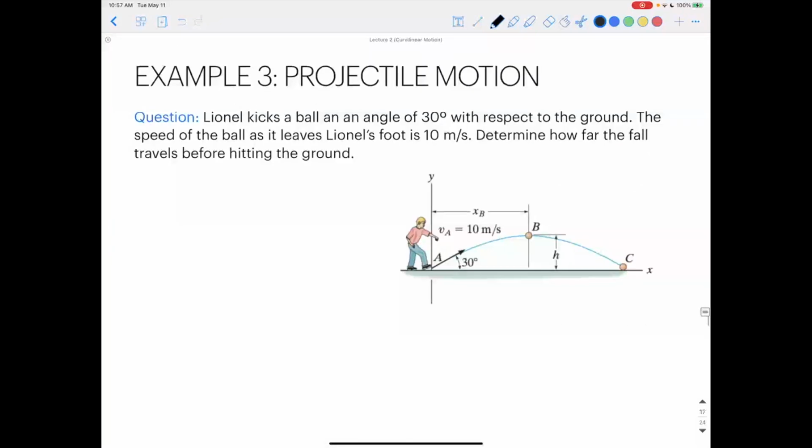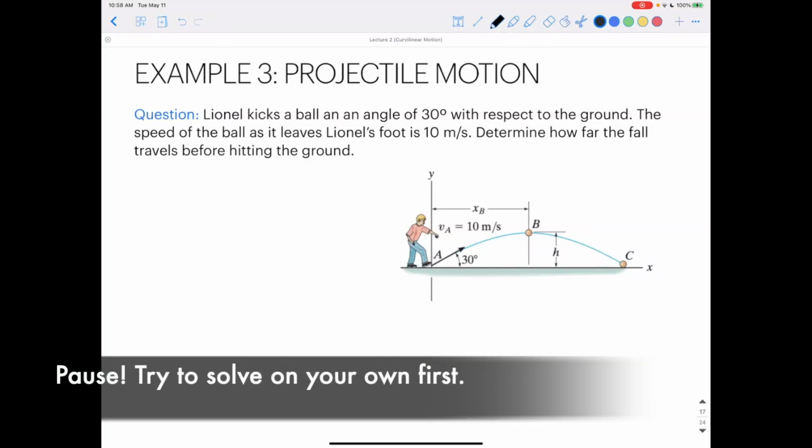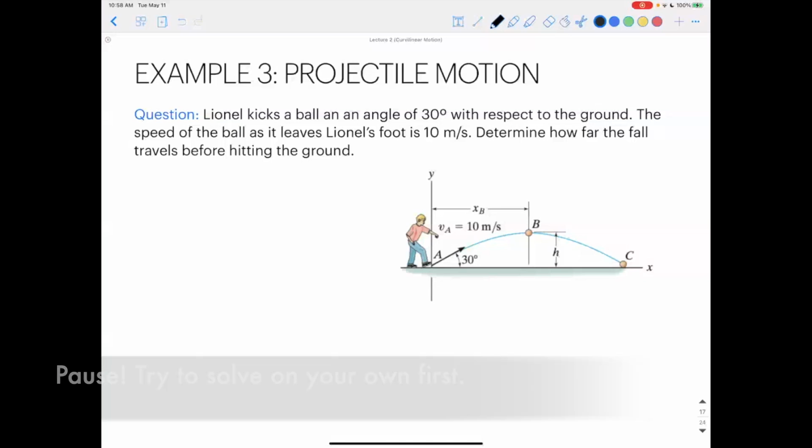So let's do a quick example with some projectile motion. So we have Lionel Messi here. He kicks a ball at an angle of 30 degrees with respect to the ground, and the speed of the ball as it leaves Lionel's foot is 10 meters per second. The question says determine how far the ball travels before hitting the ground. So we have our four equations of motion that we can use, one in the x direction and three in the y direction. Basically, we have to determine the unknown here, which is what will be that x position, how far will the ball travel before hitting the ground. So how far away is point C from point A?